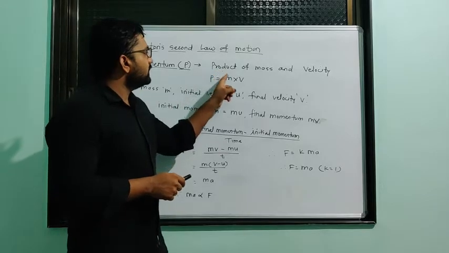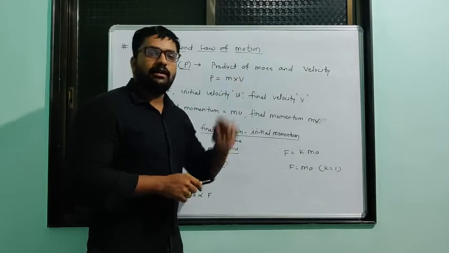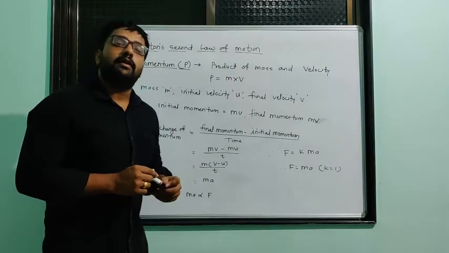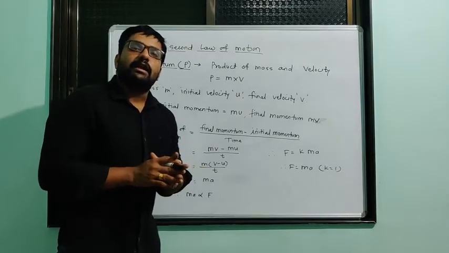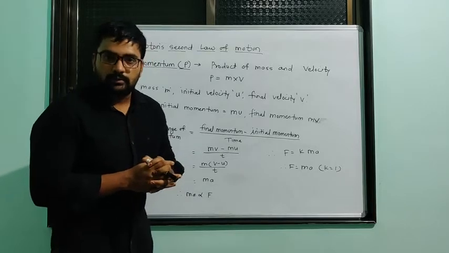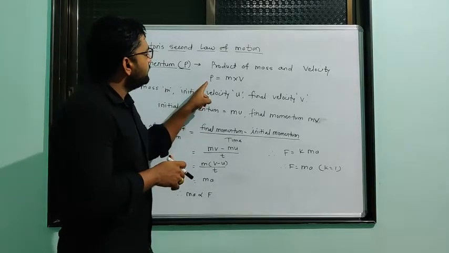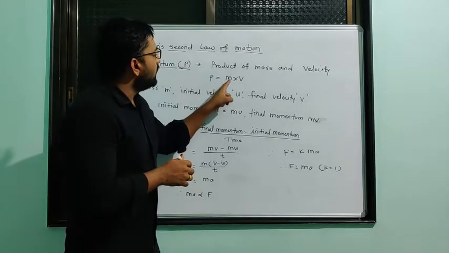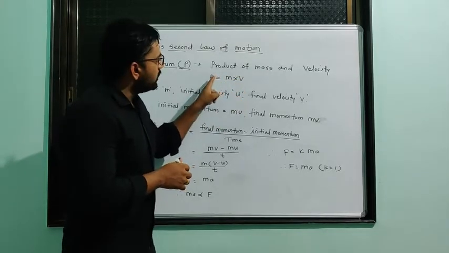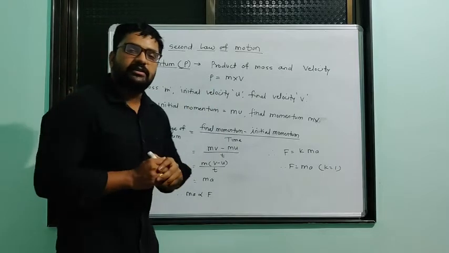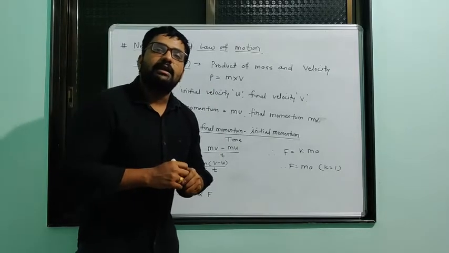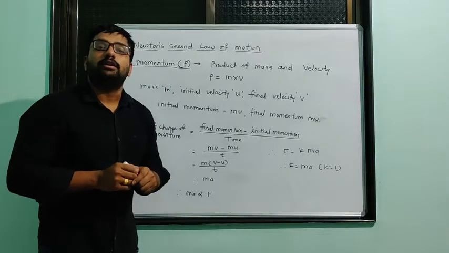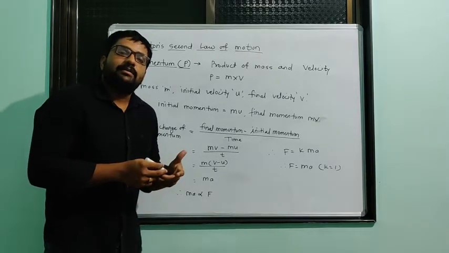Momentum is nothing but the product of mass and velocity. The product of mass and velocity of an object is simply called momentum. Momentum is denoted by the letter P. P is equal to m into v. Momentum is a vector quantity. Okay, vector means simply what?